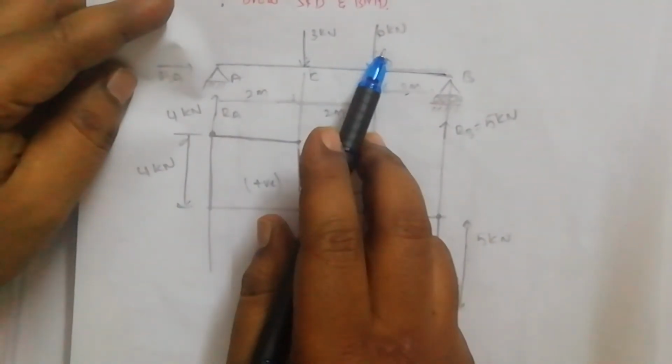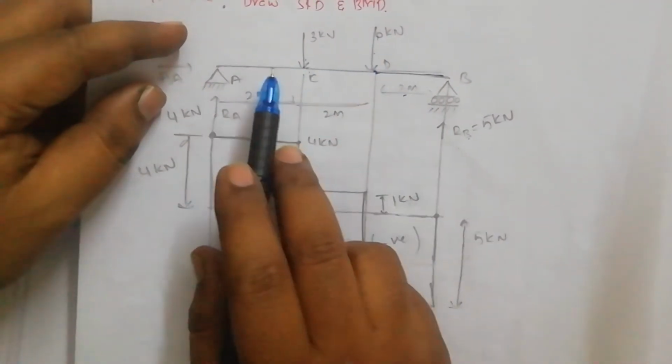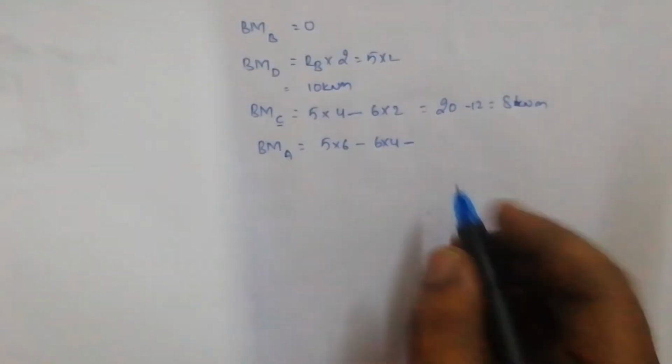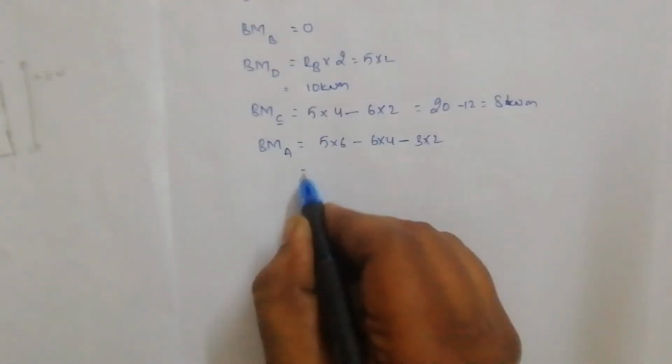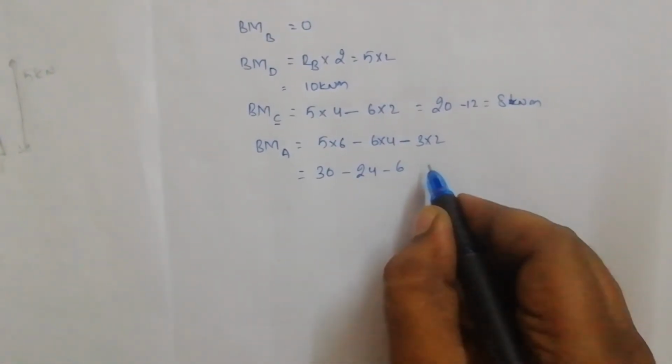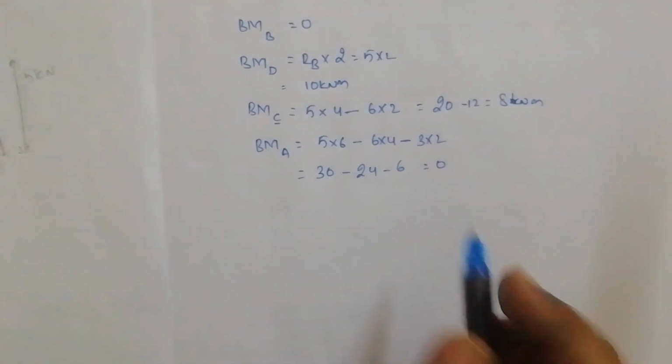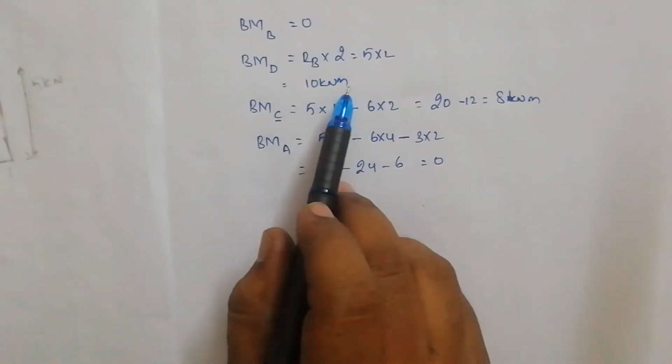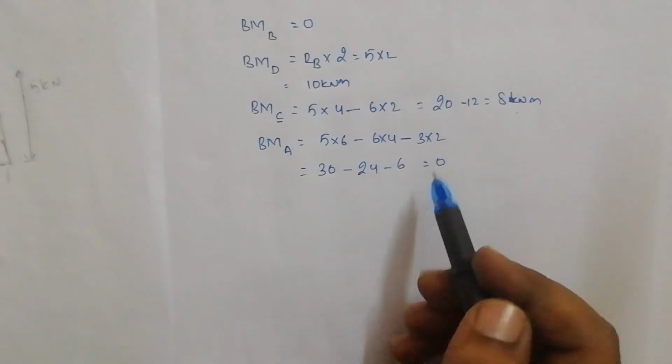Why minus? Because these are rotating in clockwise, and anti-clockwise is positive. So minus 3 into, what is the distance? 2. So this is 5 6 are 30, 6 4 are 24, 2 2 are 6. So the answer is 0. So I have got the value 0. Next is 10 kilonewton, this is 8 kilonewton, 0.